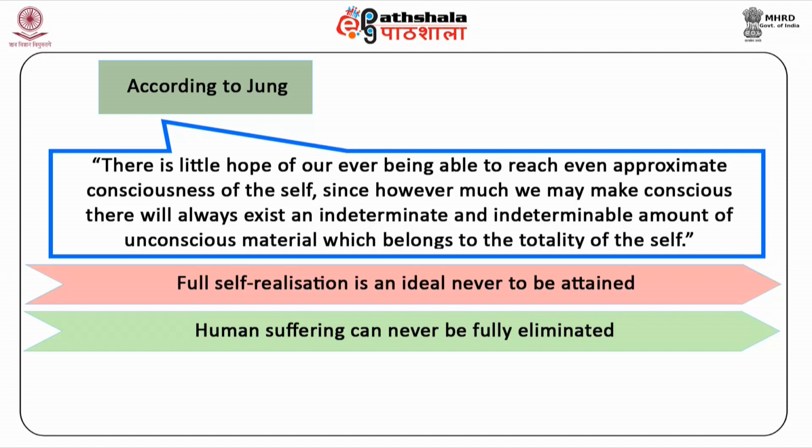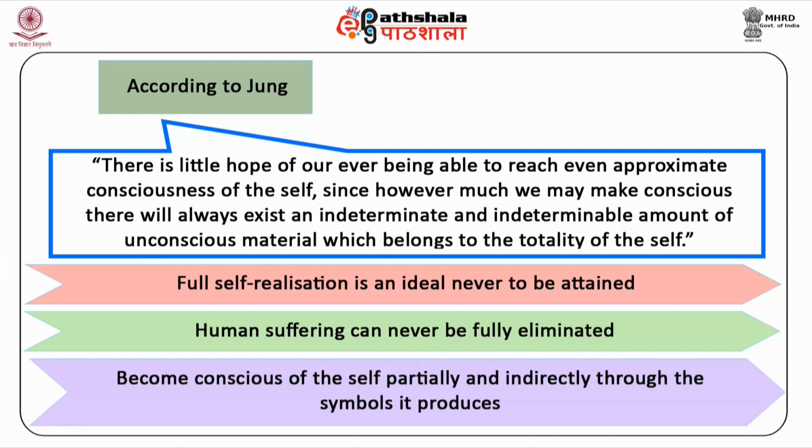Jung believed one could only become conscious of the self partially and indirectly through the symbols it produces, to the extent that these symbols can be grasped by ego consciousness. One can make use of these treasures in achieving a more complete integration. However, to turn away from the ego and toward the self was considered by Jung to be dangerous. In fact, he went so far as to assert that it must be reckoned a psychic catastrophe when the ego is assimilated by the self.